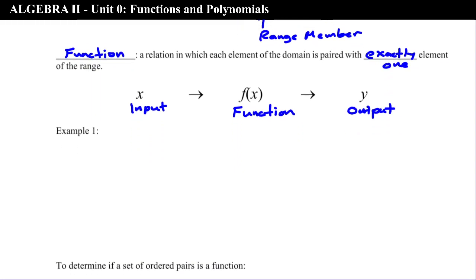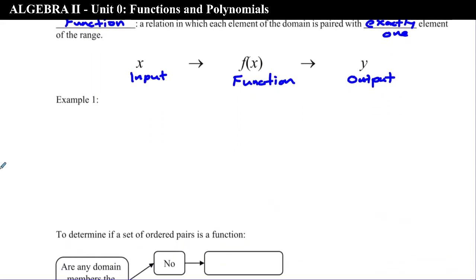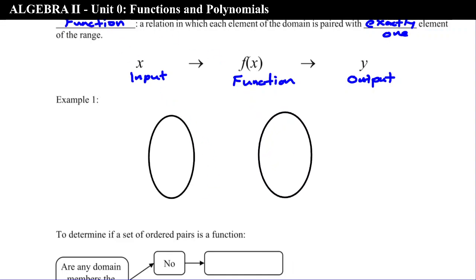So let's look at this visually. Let's map a set of numbers. We're going to do that by first drawing a couple of ovals or circles. Here's one, and here's another one. And I'm going to put in some values. We're going to put in 1, 2, 3, and 4. And in the other one, let's put in 1, 9, 16, and 4.